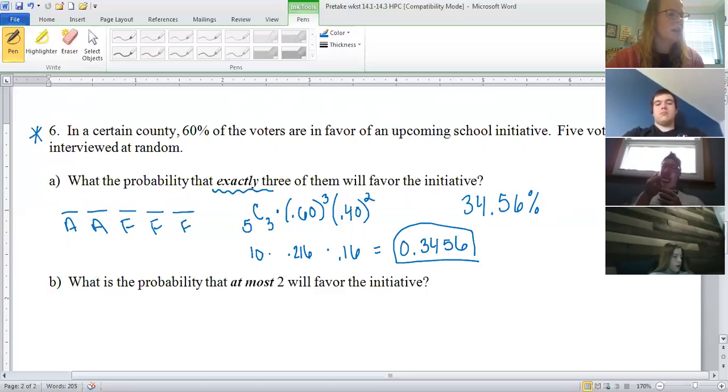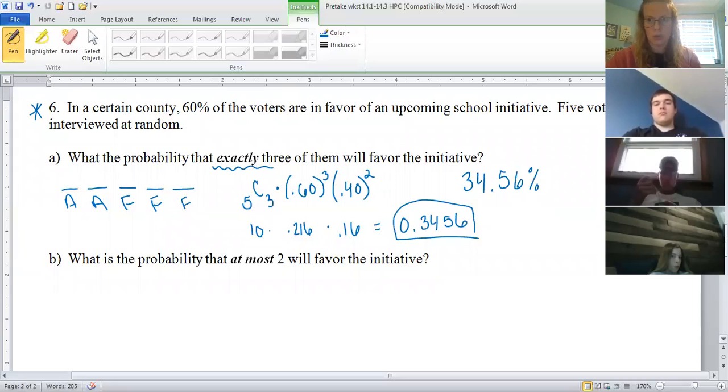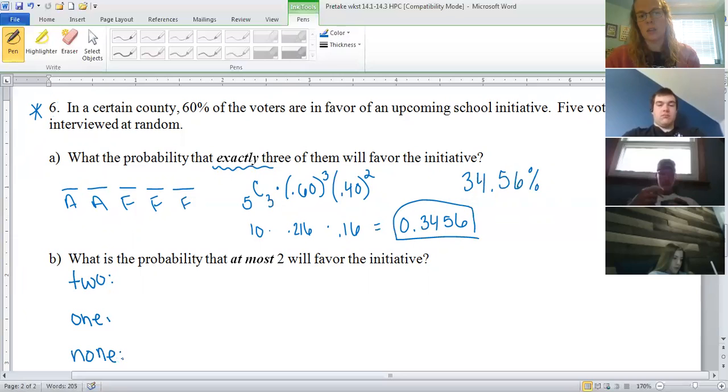And then we're just going to do that again for part B. But since it says at most 2, we've got a different way to think of this. When you're dealing with an exact situation, you just count that one option. But here it says, what's the probability that at most 2 will favor it? So if it's at most 2, we could have 2 people favor it, or we could just have 1 person favor it, or we could have nobody. We could have none. So we've got to count all 3 of those.